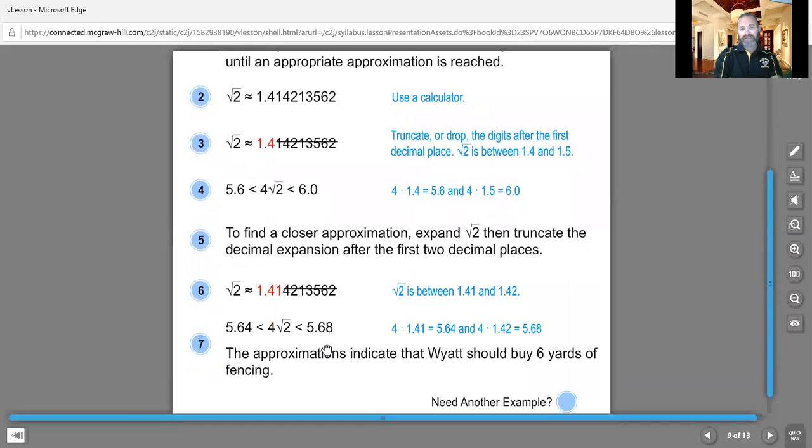And that means 4 times the square root of 2 is greater than 5.64, which is 4 times 1.41, and it's less than 5.68, which is 5 times 1.41. So our answer is between 5.64 and 5.68. So if we want to know how much fencing Wyatt needs to buy, he needs to buy about 6 yards of fencing.